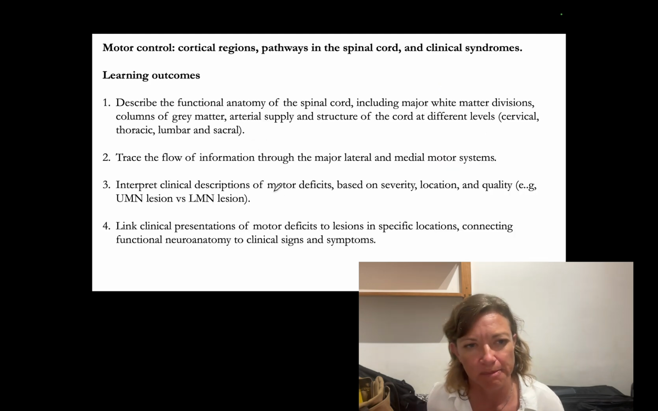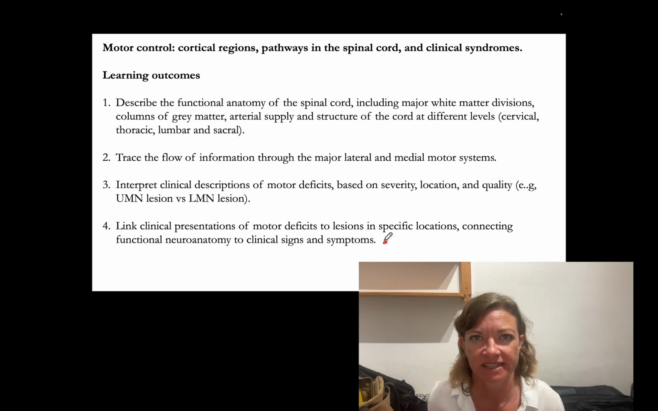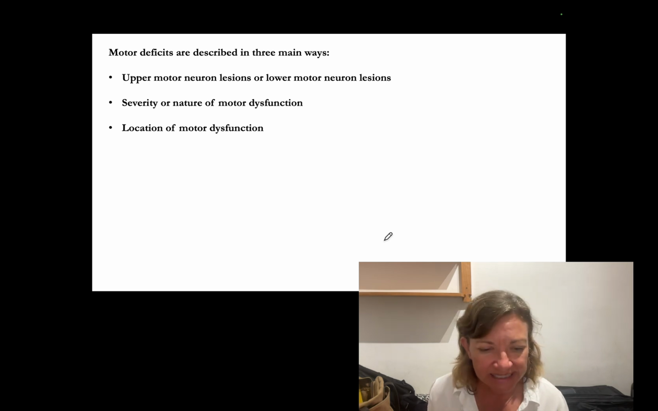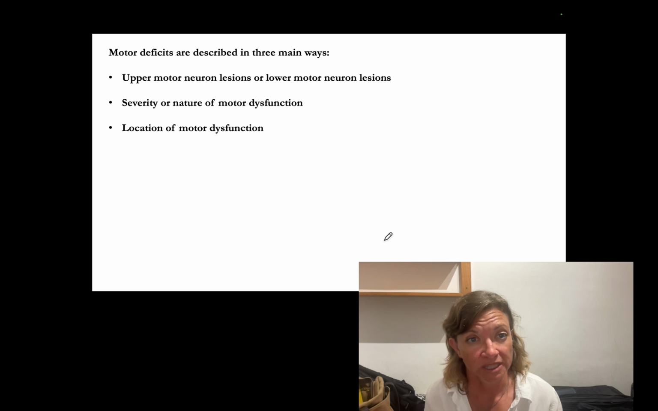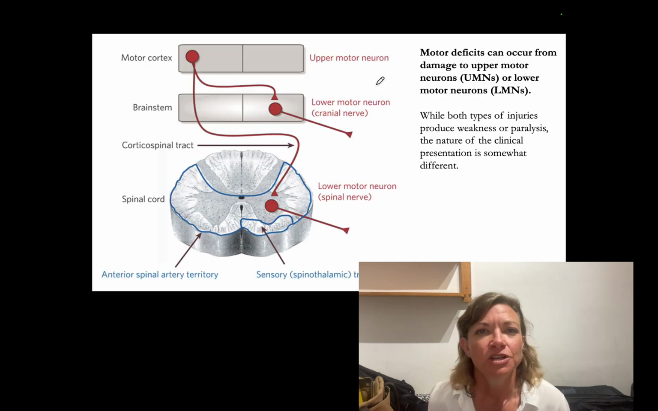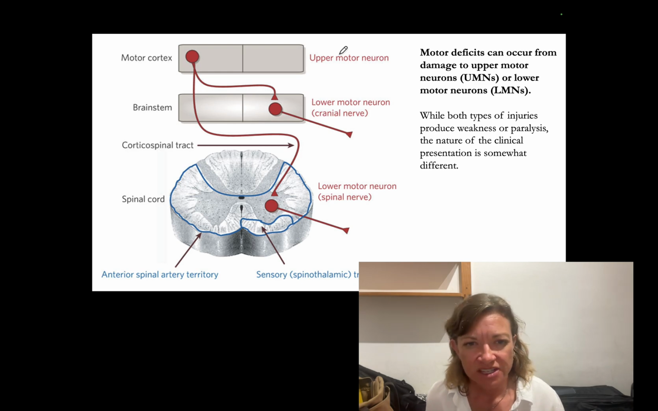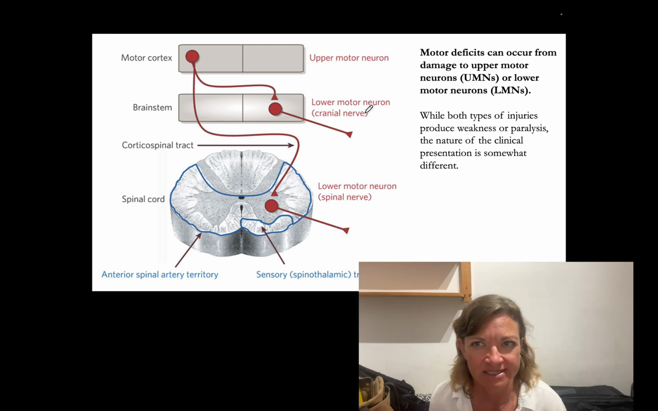Now we'll end this little session by talking about clinical descriptions of motor deficits, and we'll move to this as a tutorial activity. Now motor neurons are described clinically in three main ways: as upper motor neuron lesions or lower motor neuron lesions, first distinction, by the severity or nature of motor dysfunction, and by the location of motor dysfunction in the body. So of course we know there are upper motor neurons and lower motor neurons. And this is true for both control of the body and control of muscles in the head and face.